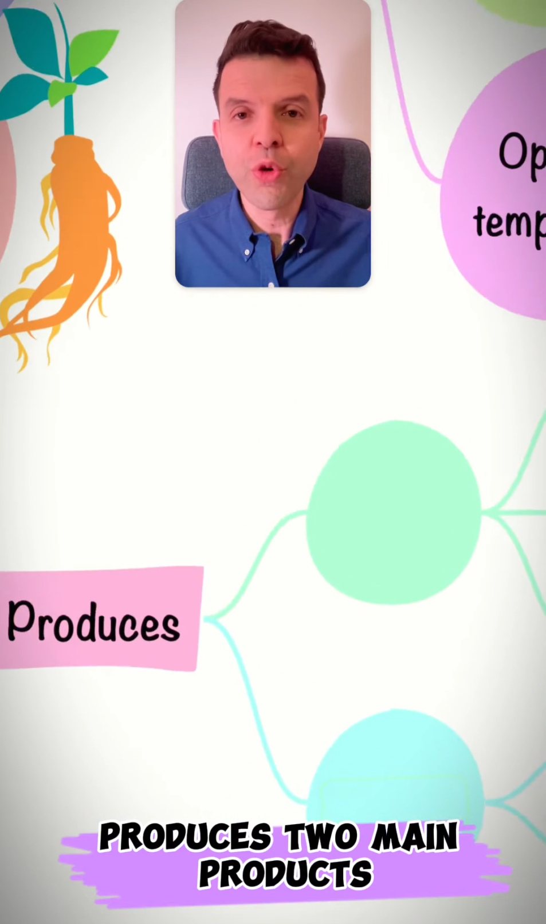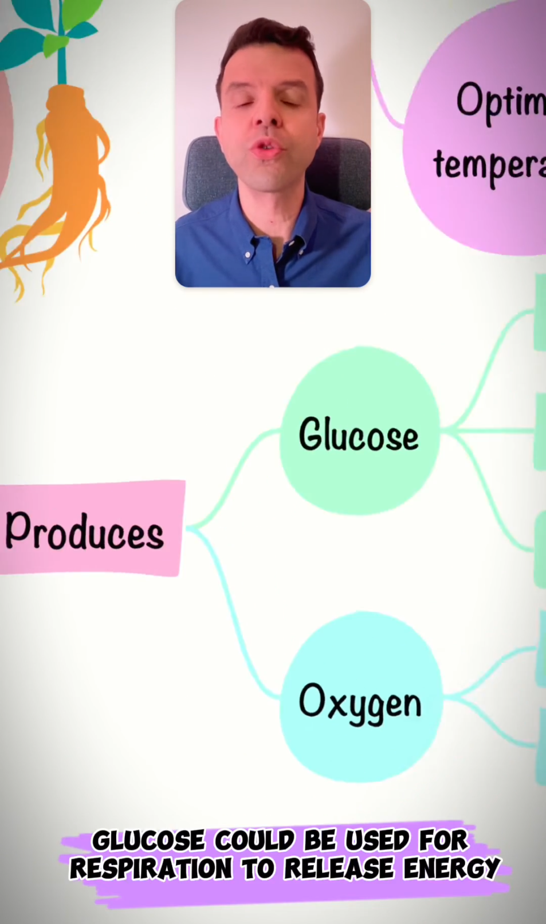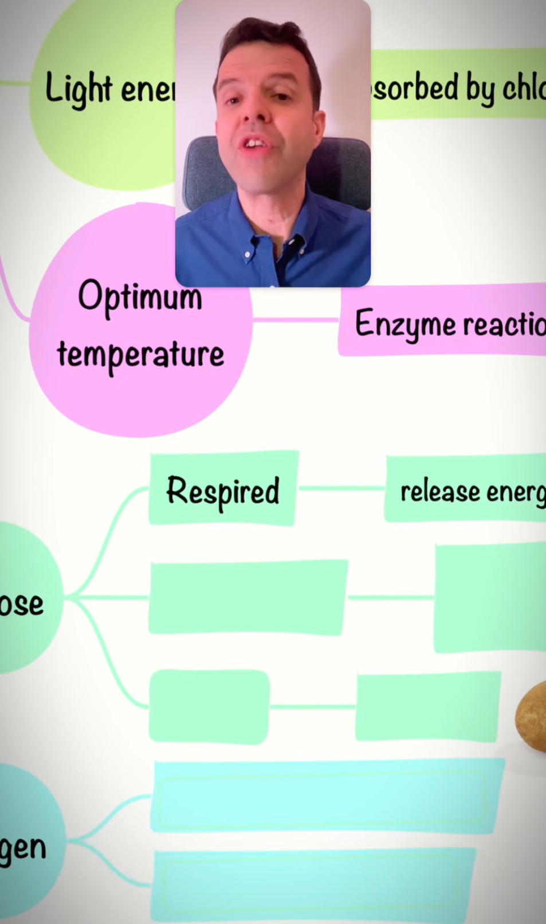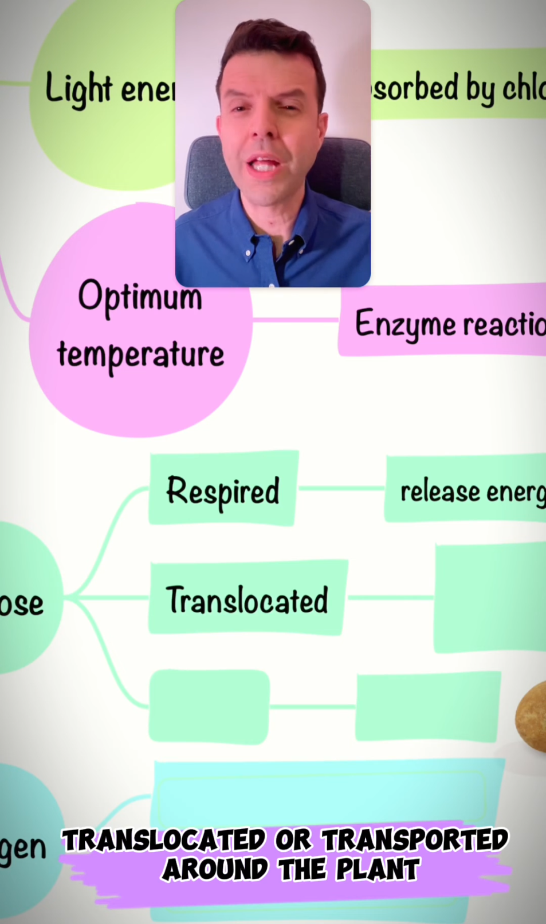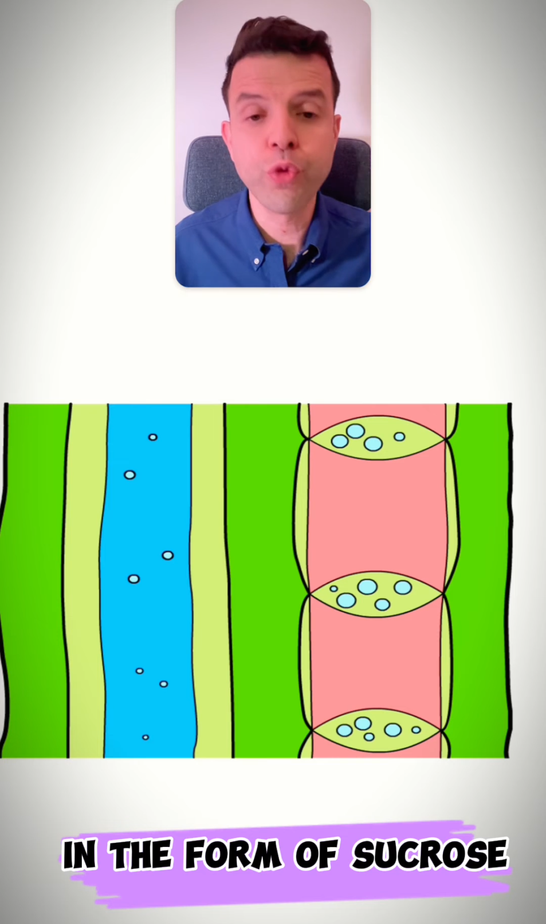Photosynthesis produces two main products. The essential product or the useful product is glucose. Glucose could be used for respiration to release energy. Glucose could also be translocated or transported around the plant, but when it's translocated, it would be translocated in phloem in the form of sucrose.